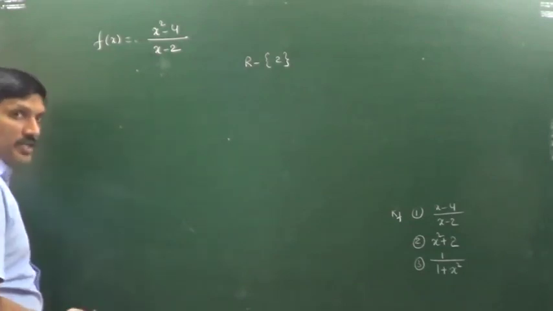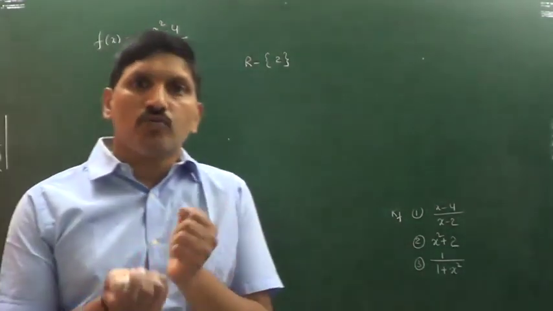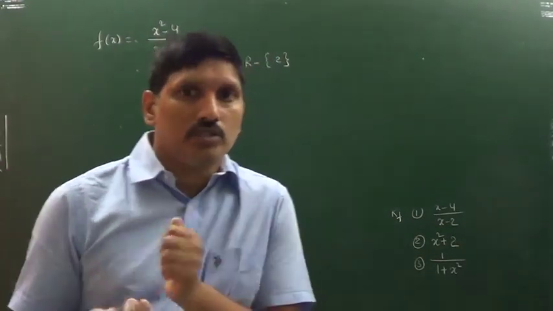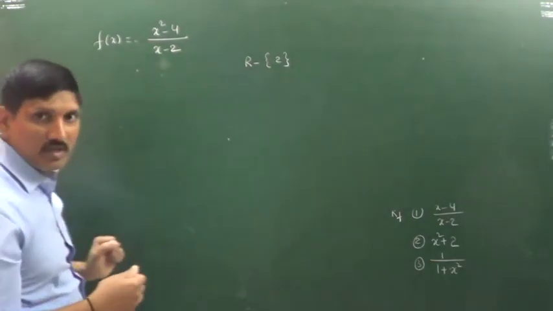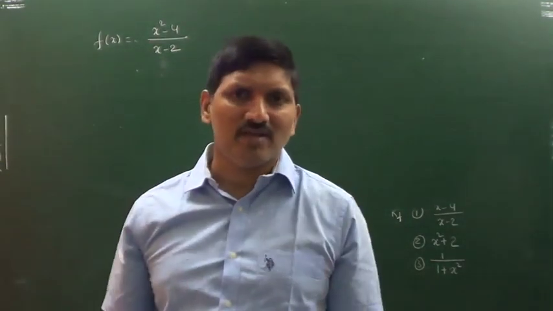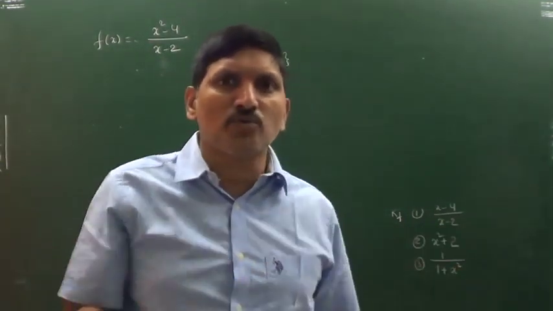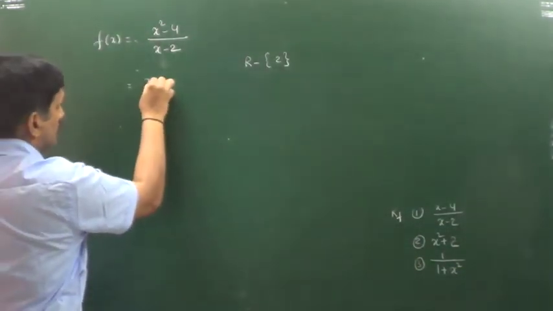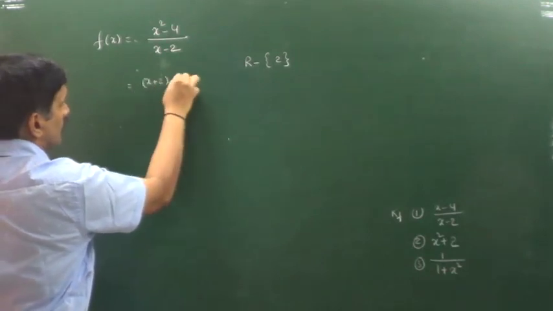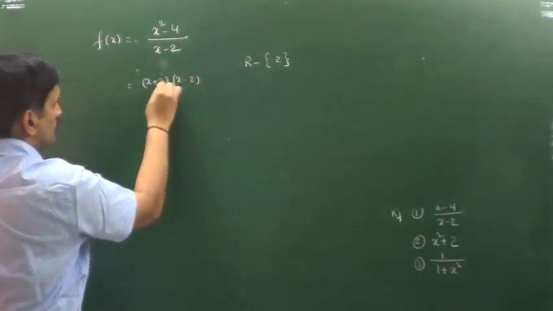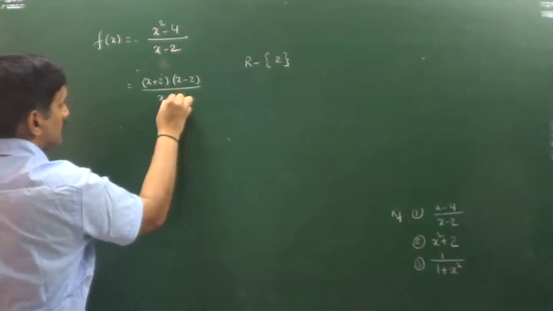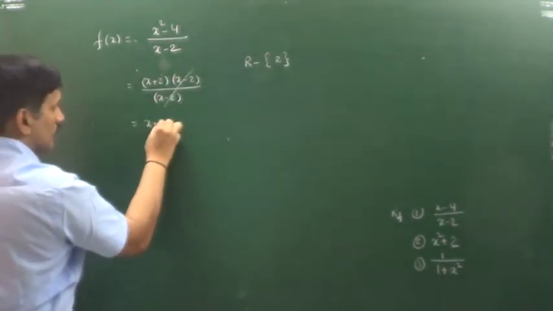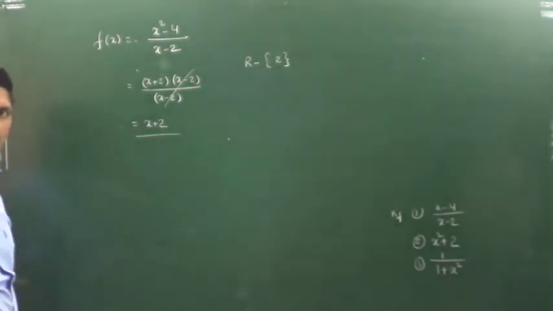Now what about the range? Range means output, what we will get, that is called the range. Whenever output means we can simplify. After simplifying only we will get output. Now I am simplifying. This is equal to x plus 2 into x minus 2 divided by x minus 2. X minus 2 cancels. We will get x plus 2.